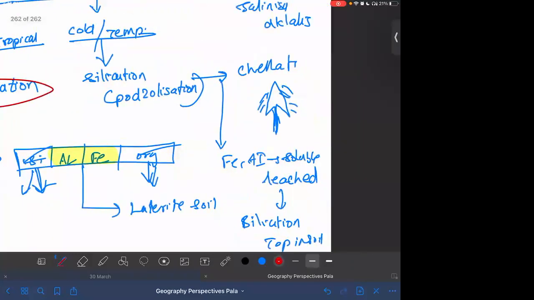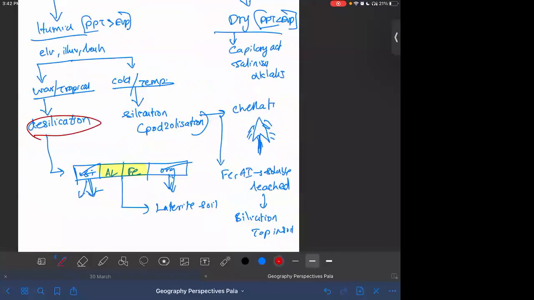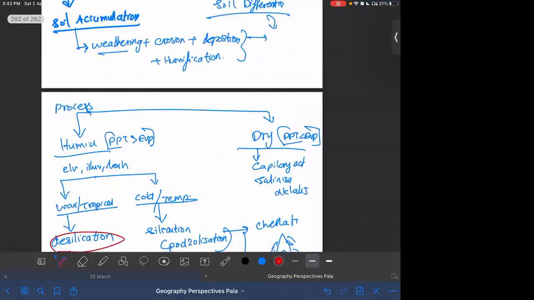So in these two cases, both are humid regions, but the processes of downward movement of the soil minerals vary. Based on that, you have one which is rich in silica and the other which is deficient in silica, or rather desilicized. That's the variation between these two. So we'll first write podsolization. First of all, draw this diagram.